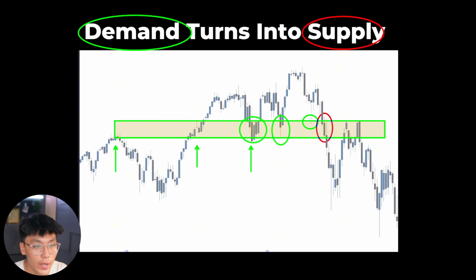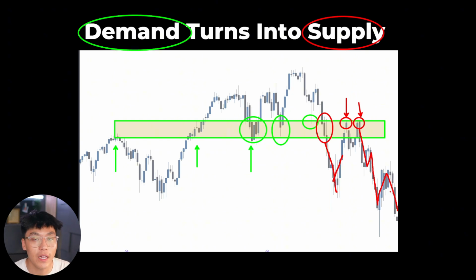So now you can see we have that break of structure towards the downside. So now what you want to see is this demand zone turn into supply. So you can see price ends up coming back into this area. We end up touching this original demand zone, now turning into supply. You can see we're rejecting this area and that's why we have that push towards the downside. So in this case, this is a classic example of demand turn into supply.